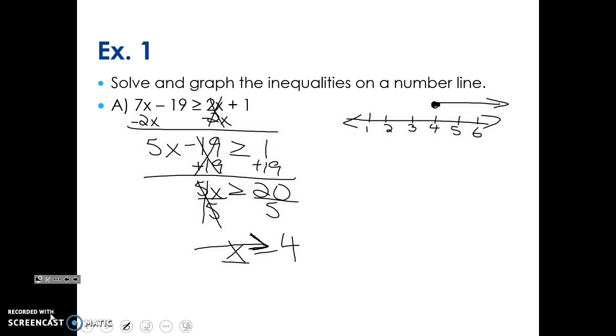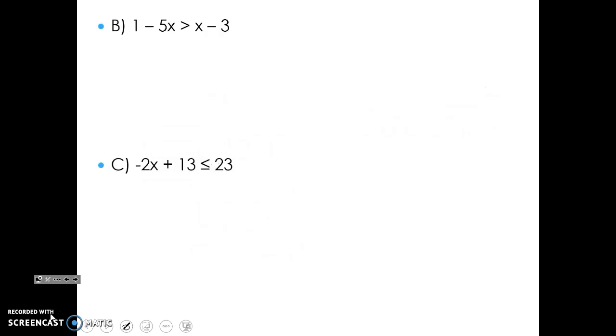Let's look at one more example before we try one on our own. Let's look at B. B says that we have 1 minus 5x is greater than x minus 3. So the first thing we want to do here is move our x's on one side and our numbers on the other. We can save some time here and do 2 steps in one. I'm going to subtract x from both sides. And at the same time, if I'm moving x's to the left side, I want to take this 1 and move that 1 to the other side. So I'm doing 2 steps in one to save myself some time.